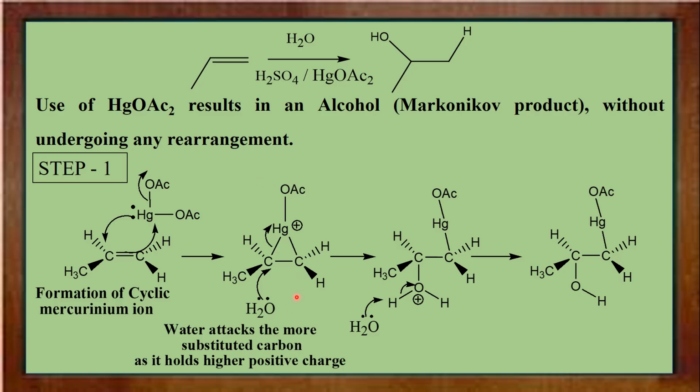And now water attacks the more substituted carbon as nucleophile, because the more substituted carbon is expected to have higher positive charge than the less substituted carbon. So this is a more positive center. Therefore, it is attacked by the lone pair of water, and the bond with mercury is taken back to neutralize mercury.